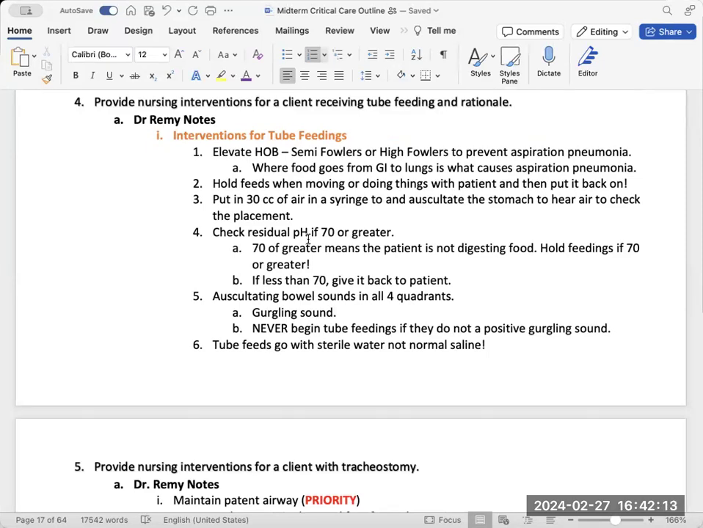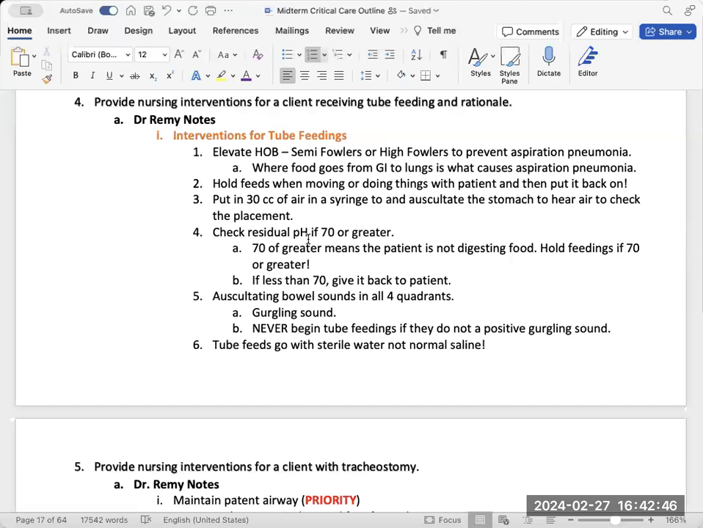We also want to check pH and residual before we start feeds. Like, let's just say we stop them, we want to restart them or whatever, right? So she said no more than 70 cc's, because if it's more than that, we want to hold. And if it's less, we could put it back to the patient, and that's because a normal syringe would be like 60 to 70 cc. So if you have more than that, or you're getting that much in a syringe, that's very concerning. That means they're not digesting their food properly, which puts them at risk for aspiration.